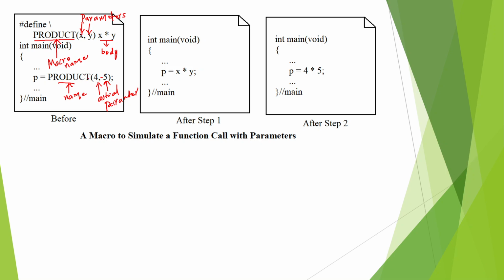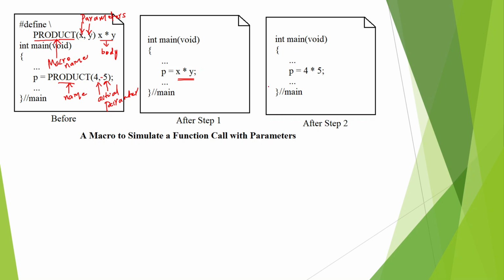Then how the thing will happen? First, what it is doing, the whole thing gets replaced with body. As I said, na, after first step, what is happening? Whole thing is replaced with body. Body లో మనకి ఏముంది? x multiplied with y ఉంది. So p equals x multiplied by y అవుతుంది. This will be done in the first step.